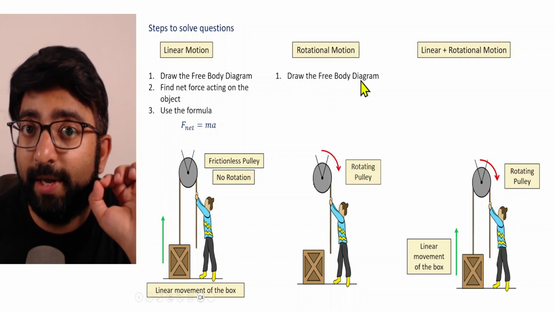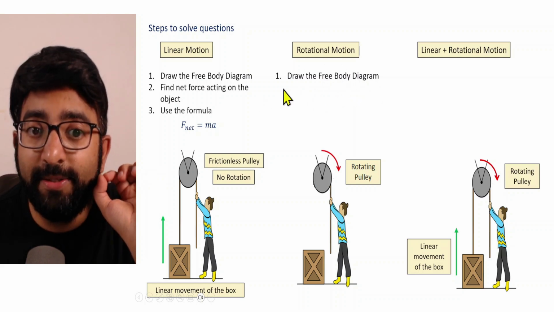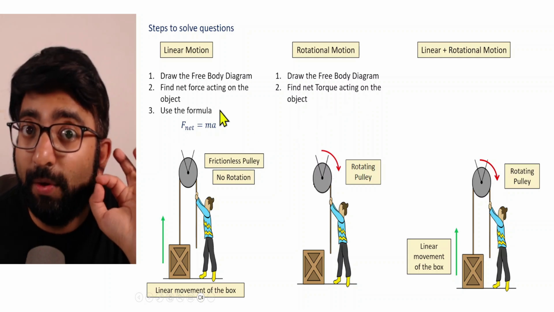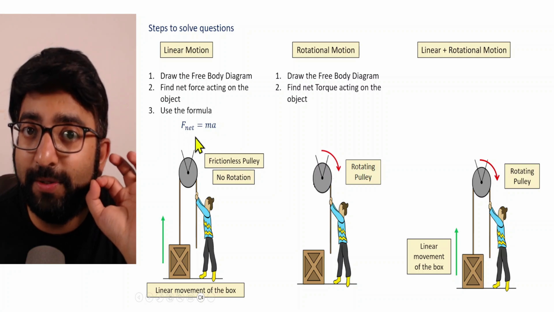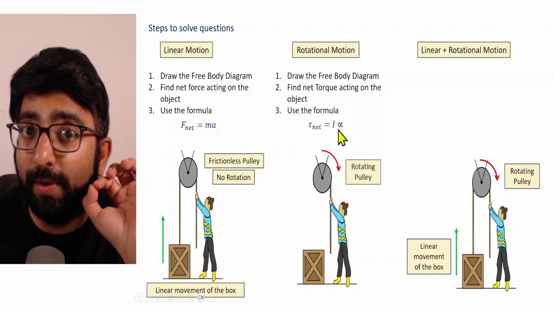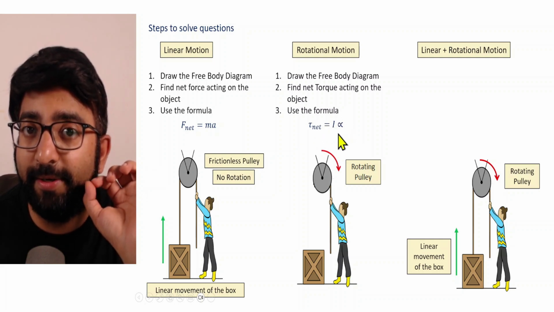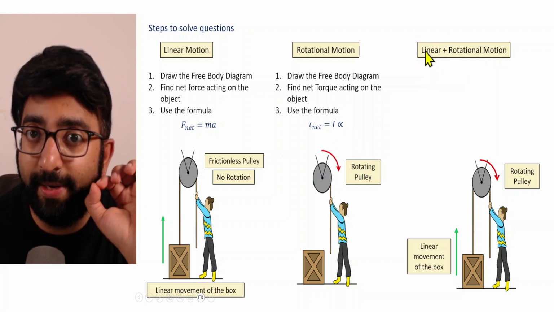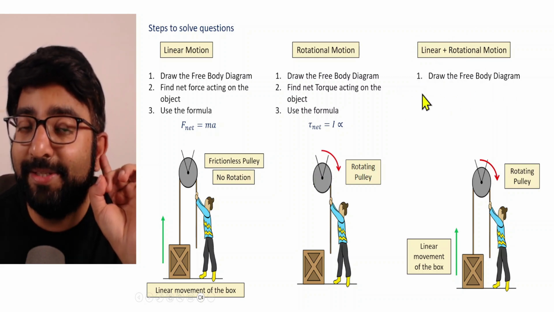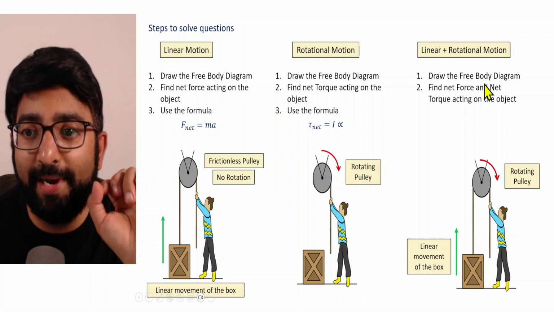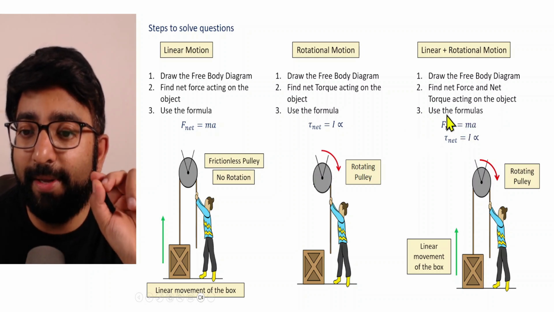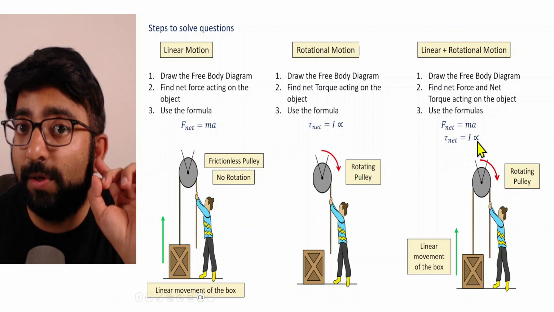Draw the free body diagram where we have to show all the forces acting on the object. Step number two will now be to find the net torque acting on the object. And then we use the corresponding formula similar to F net is equal to ma. So for category 2, step 3 is to use the formula: net torque is the product of moment of inertia and the angular acceleration. For the last category, which is the combination of linear as well as rotational motion, step 1 stays the same, draw the free body diagram. But in step number 2, we need to find both the net force and the net torque acting on the object. And then we are going to use both formulas separately. F net is equal to ma and torque net is equal to I alpha.